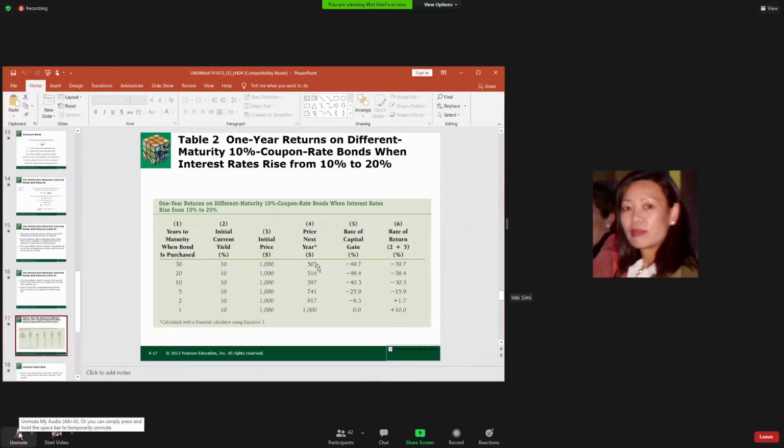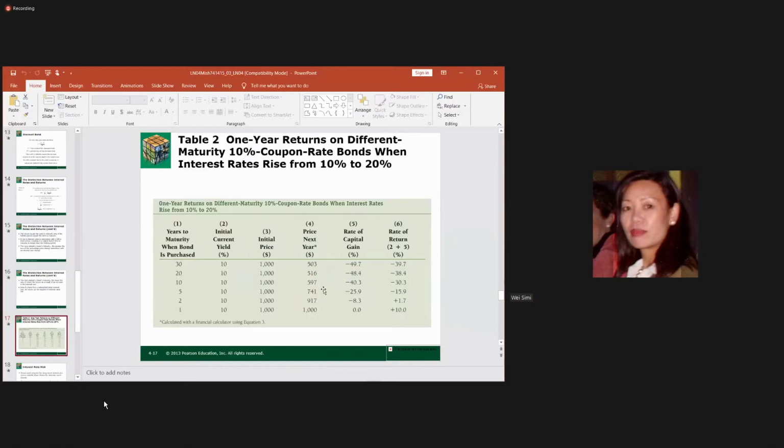Okay, so now our job is not just to calculate the bond. We know you know how to calculate a bond. The job right now is analysis. So here's the point: the same coupon bond and different bond maturities. You can see interest rate going from 10% up to 20%. Look, who loses money the most? This is the rate of capital gain. How do we get this number? Anybody know?